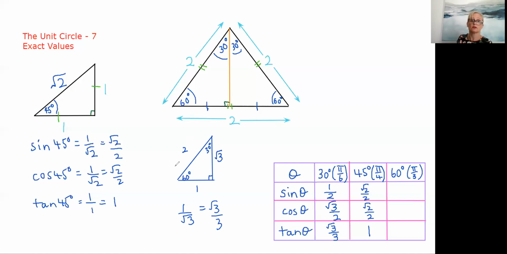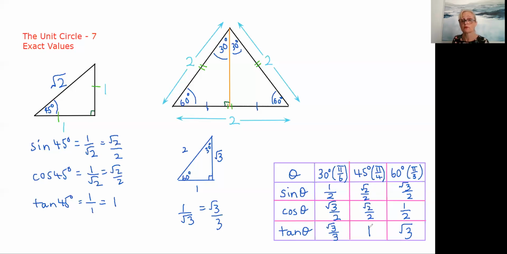Now to get our 60-degree values, we're thinking about it from this perspective. So this is now our theta. Sine is opposite on hypotenuse. Cos is adjacent on hypotenuse. And tan is opposite on adjacent. √3/1 is just √3. Now, the cool thing about this is that for 45 degrees, sine and cos are the same and tan is 1. That's quite easy to remember.